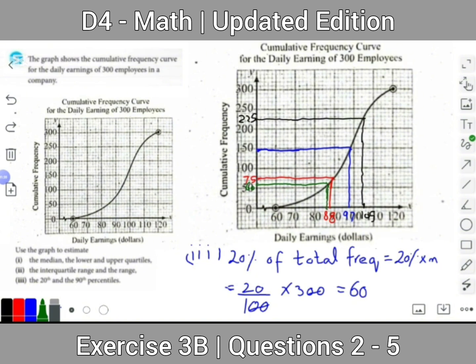And since each square unit along the x-axis is equal to 2, we have 80, 82, 84 and 86. So between 84 and 86 we have the value 85. So the 20th percentile is equal to $85.